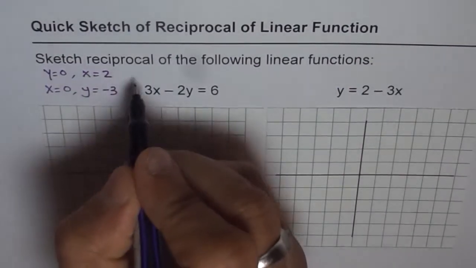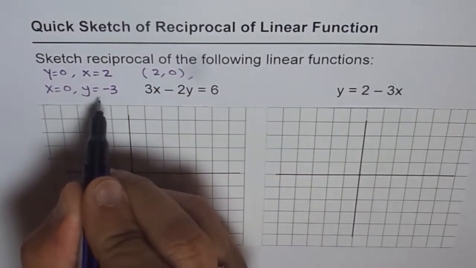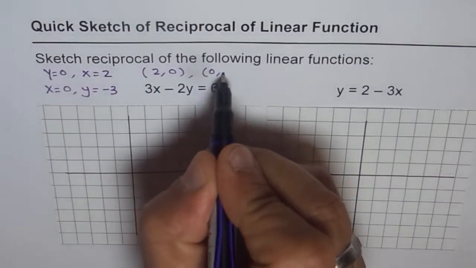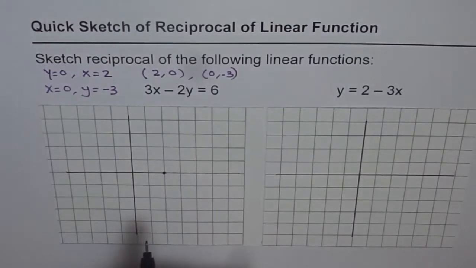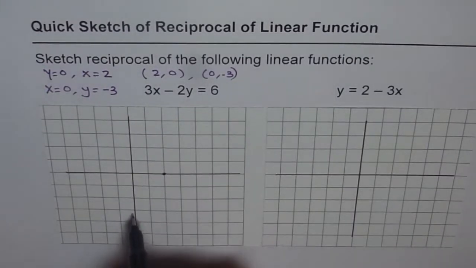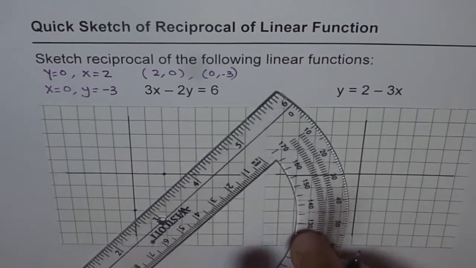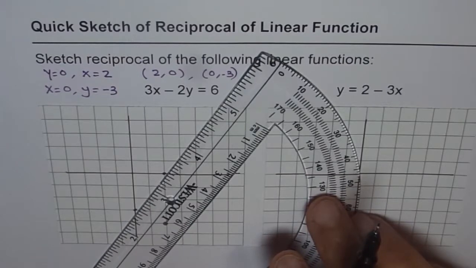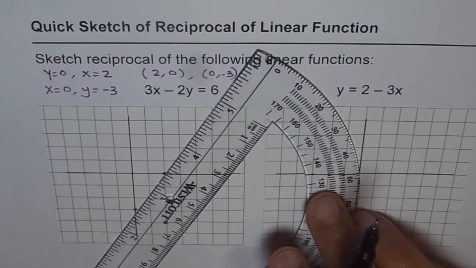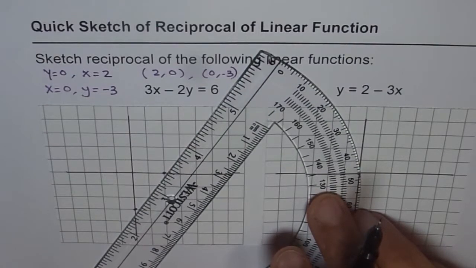So the points are 2 and 0, and the other point is 0 and minus 3. 2 and 0, 1, 2. That's the first point, which is the x-intercept. 0 and minus 3, second point, which is the y-intercept. Now if we join them, we get a line. So that is how we can sketch a line quickly using x and y-intercept if we are given line in kind of standard form, right? Now it's just to join them, and once we join them, we get a straight line.